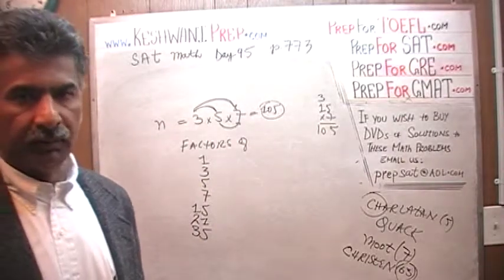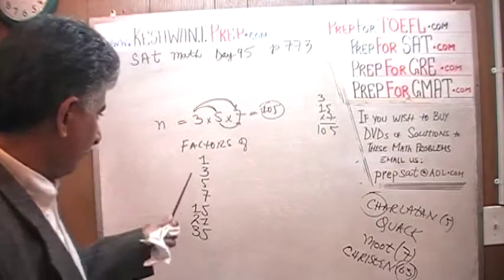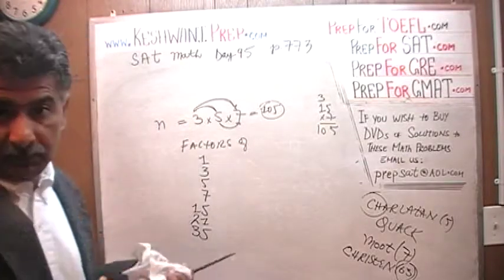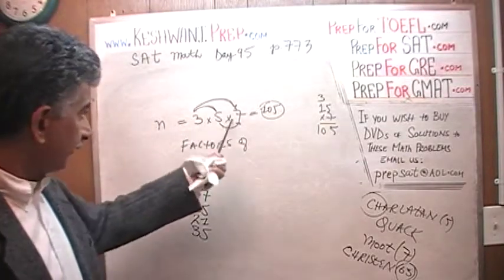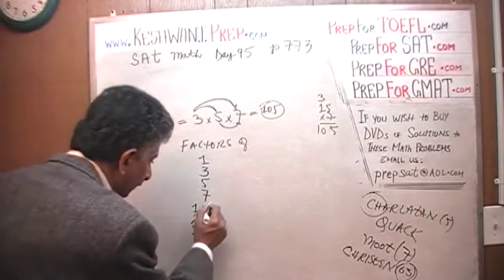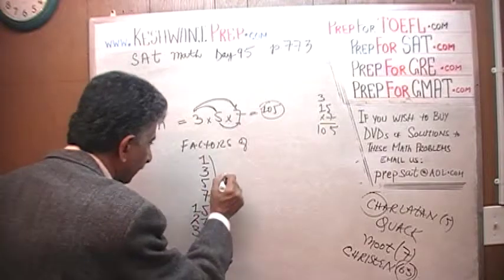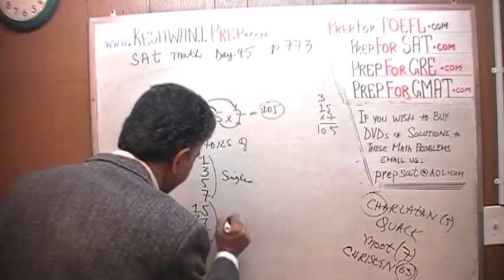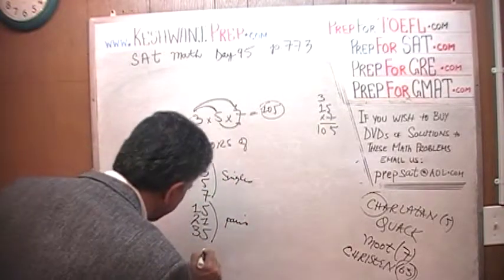That's it. We are almost done. We have taken care of singles. There are 4 singles. 1, any number can be divided by 1, and then 3 factors that we see here. So we took care of singles, we took care of the pairs. These are the singles, these are the pairs. Now we do the triplet.